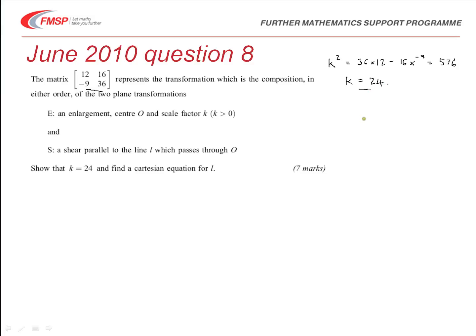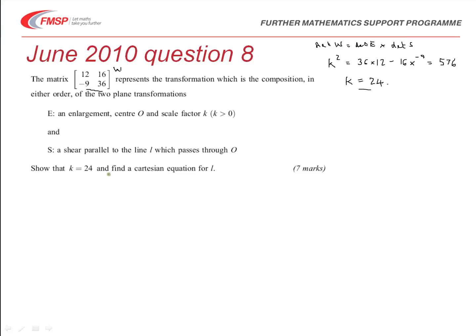So let's find that. So I think we probably need to put a line in something like the determinant of this matrix equals the determinant of E times the determinant of S. So if we call this matrix here W, let's say, then we can say that the determinant of W equals the determinant of E times the determinant of S. Okay, so k will equal 24.